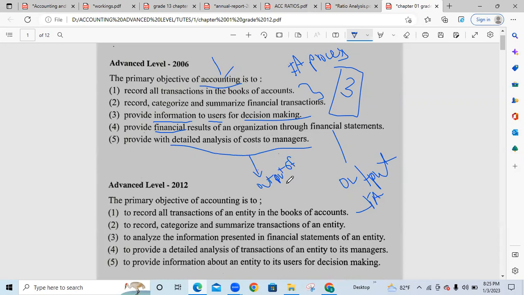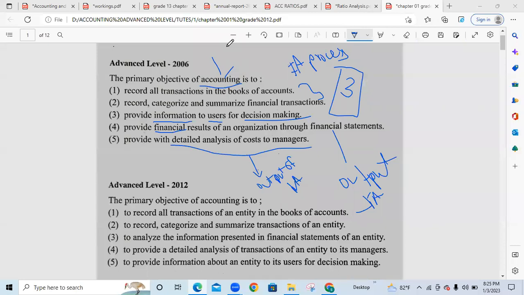Output of the management accounting. Oh, yes, it's an output of management accounting. Guys, when you're giving an answer, make sure you know why other answers are wrong. When you say question 3 is the correct answer, you should be able to say why other answers are wrong. If not, you don't know the answer.